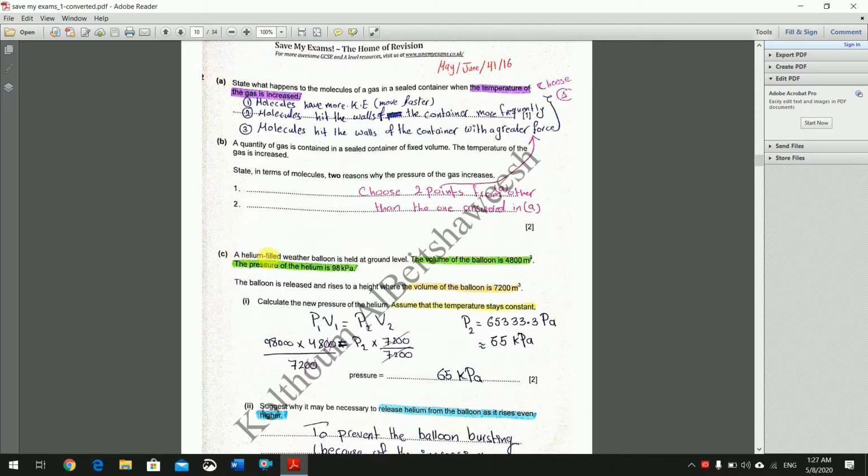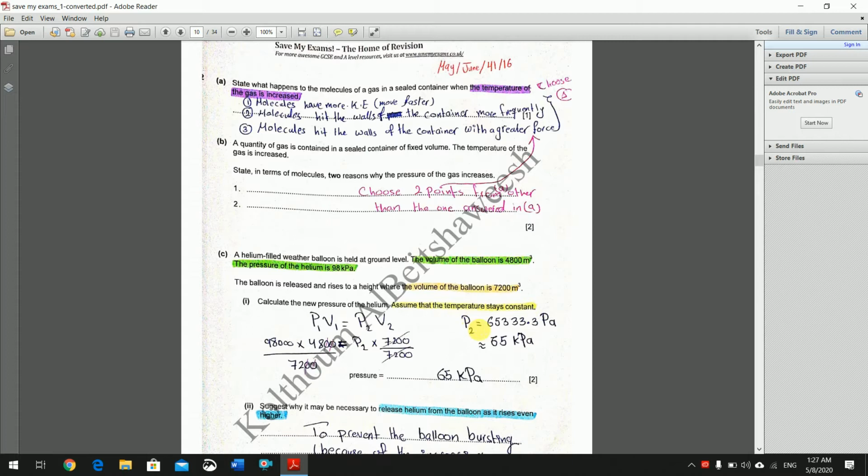A helium-filled weather balloon is held at ground level. The volume of the balloon is 4,800 meter cubed. The pressure of the helium is 98 kilopascals. The balloon is released and rises to a height where the volume of the balloon is 7,200 meter cubed. Now calculate the new pressure of the helium. Assume that the temperature stays constant.